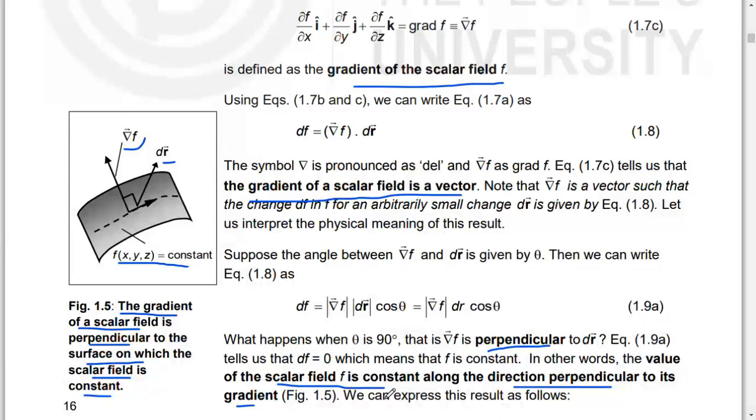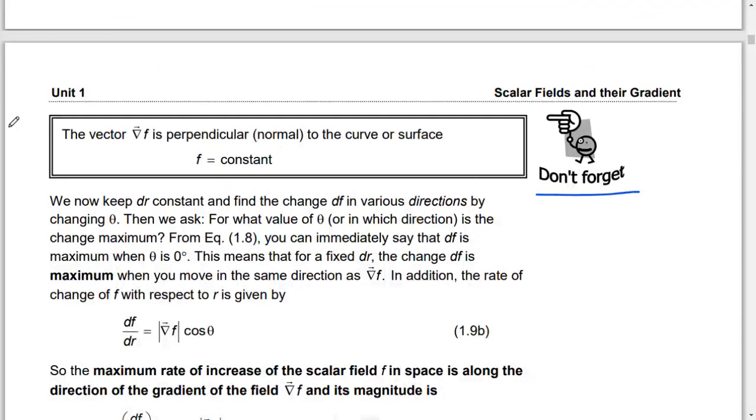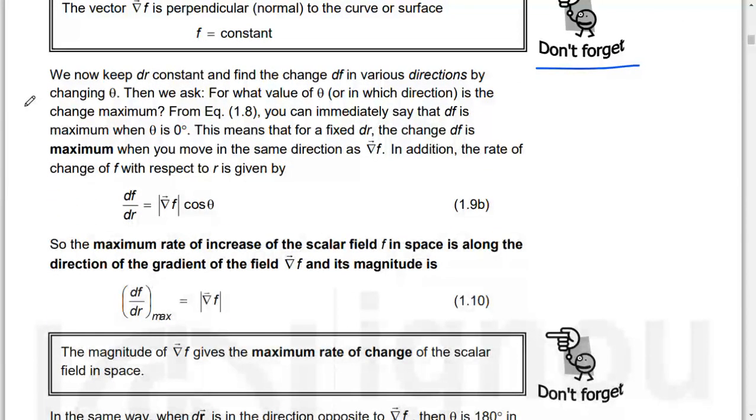We can express this result as follows. Don't forget, the vector del f is a perpendicular normal to the curve or surface f equal to constant. We now keep dr constant and find the change df in various directions by changing theta. Then we ask for what value of theta, or in which direction, is the change maximum. From the equation, you can immediately say that df is maximum when theta is 0 degrees. This means that for a fixed dr, the change df is maximum when you move in the same direction as del f.